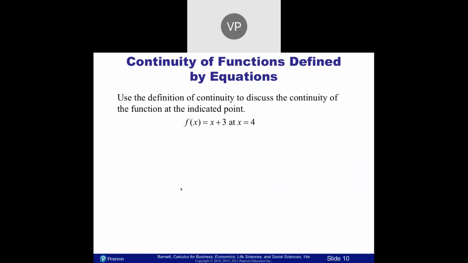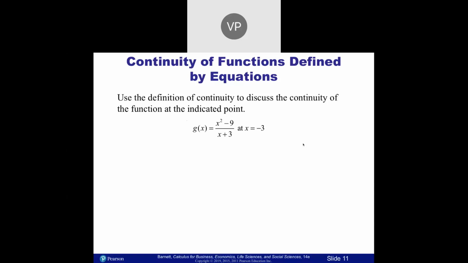Okay, so use the definition of continuity to discuss the continuity of the function at the given point. Well, the function is f of x equals x plus 3 at x equals 4. The solution is it's continuous because the limit as x approaches 4 is 7. It's getting closer and closer to 7 from both directions. If you make a table and get 4.1, 4.01, or 3.9, 3.99, you're getting closer and closer to a y value of 7. And then, of course, if you just plug in 4 to the function, you get a 7. Since they're equal, it's continuous.